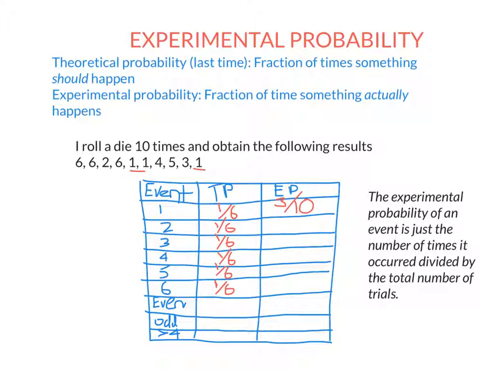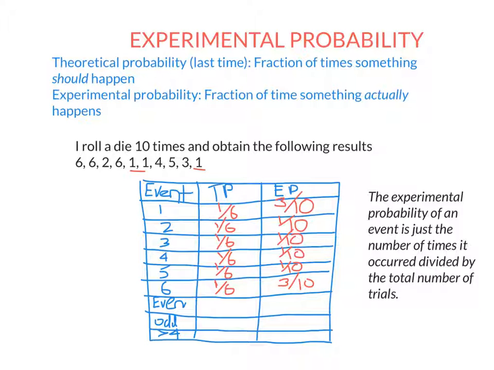So to calculate the experimental probability like I did just there, it's the number of times it occurred over the total number of trials. So there were 10 trials here, 10 times I rolled the die, and a 1 occurred 3 times. You can see that 2 occurred once, so its experimental probability is 1/10. Same for 3, it occurred once, so 1/10. 4 occurred once, so it's 1/10. 5 occurred once, so it's 1/10. And then 6 occurred 3 times as well. So its experimental probability is 3/10.